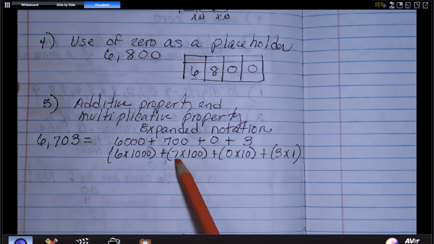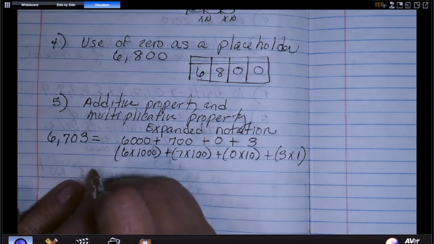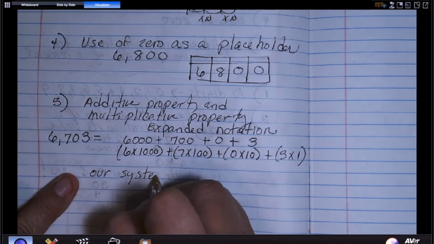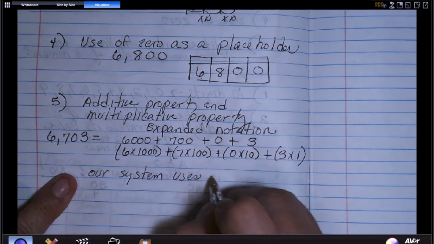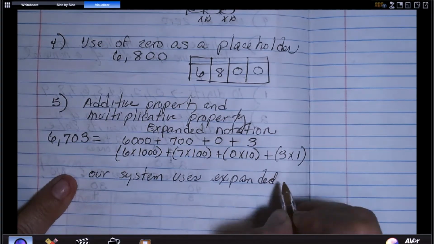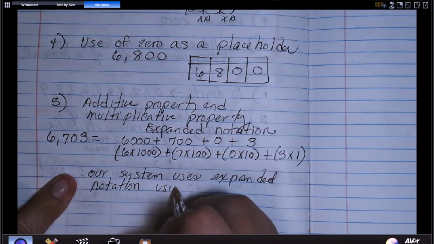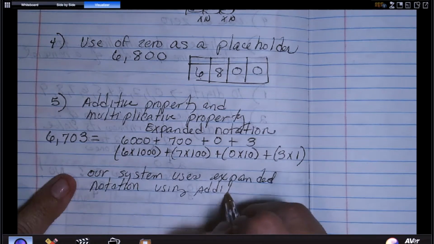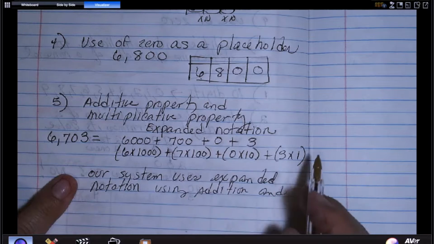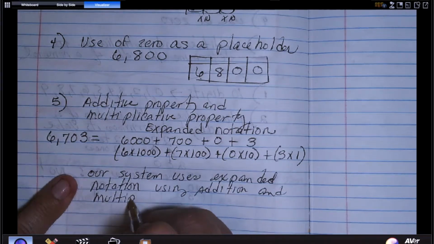We use expanded notation. Let's write that down in a sentence. Our system uses expanded notation using addition. That's one method. And another method, and then you could use this example right in here, is multiplication, using this example right here.